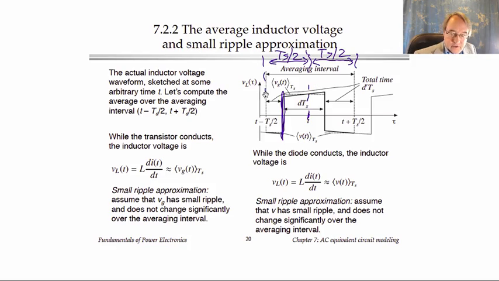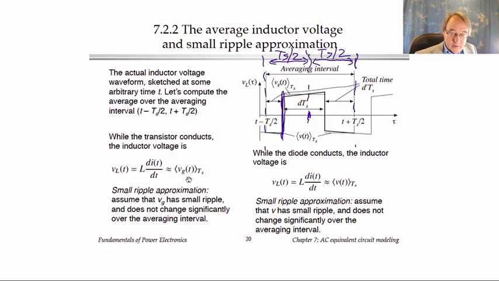Okay, so this is the interval that we have to average over to compute the average value of the inductor voltage at this time t. To compute this average, if we include the ripple, then the computation gets more complex. And so what we do is apply the small ripple approximation. What that small ripple approximation effectively says, or what we will assume, is that the values of continuous quantities are taken to be constant over this interval. That the change over this small switching period is taken to be small.